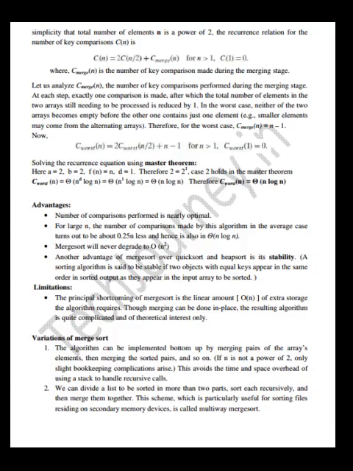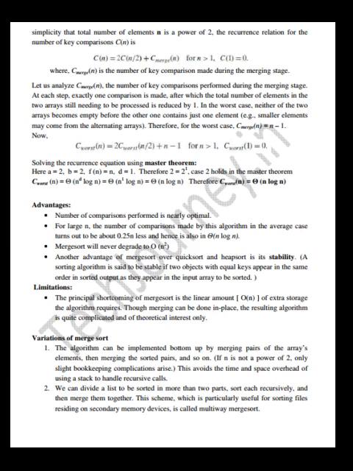Assuming for simplicity that the total number of elements n is a power of 2, the recurrence relation for the number of key comparisons C of n is as shown in the figure, where C merge of n is the number of key comparisons made during the merging stage. Let us analyze C merge of n, the number of key comparisons performed during the merging stage.